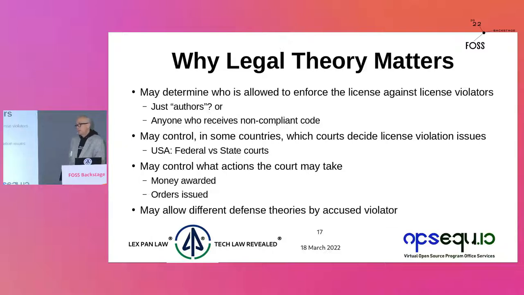Also, depending on the theory in which you're using here, you may be in a different court. So in the United States, we have two different systems of courts, the state and the federal courts. Under a bare license theory, you have to go to the federal courts. Under the contract theory, you can go to either state or federal court. That may make a difference in terms of the results that you get, depending on the theory that you use when you're interpreting these licenses. There's also some other differences that occur here based on these theories. What sort of money may be awarded as a result of the violation?